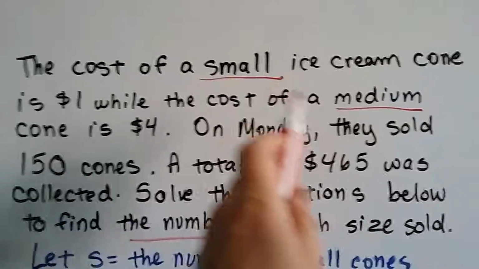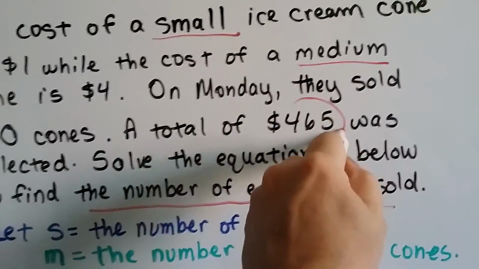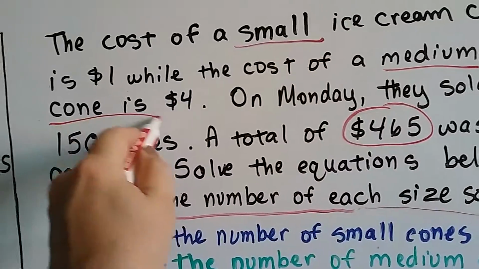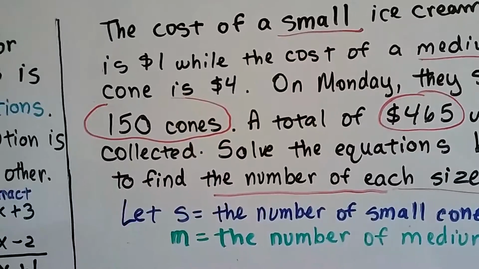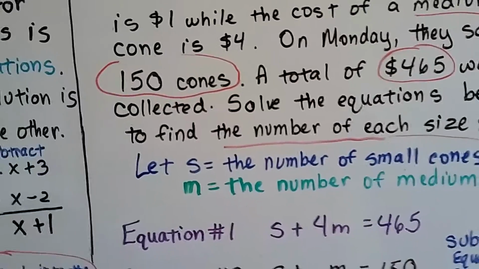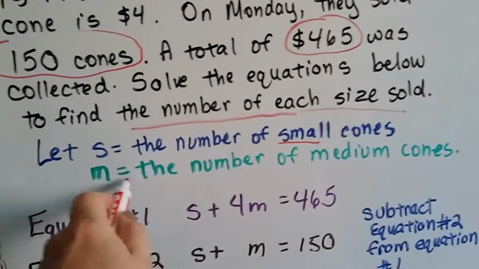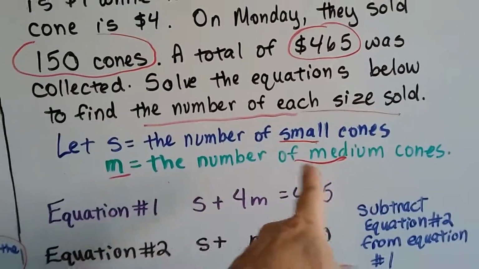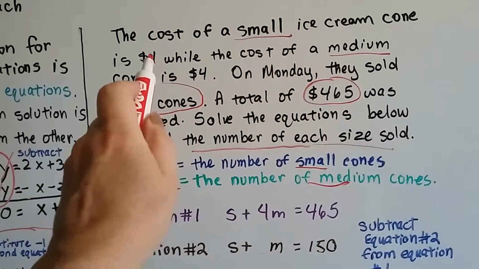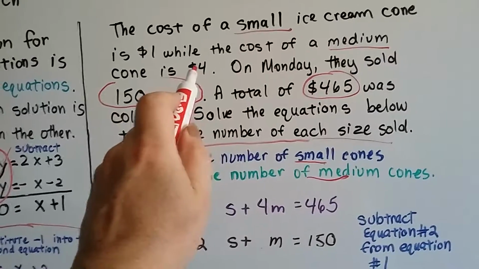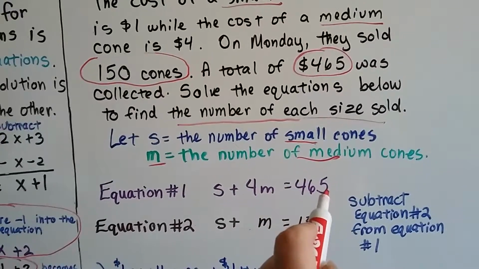So they want to know the number of small and medium of each that were sold. And we know that the total amount of money was $465, and we know that was for 150 cones. But how many small and medium are in that 150? So we're going to use this system of equations to help us find that answer. We're going to let S be the small ones, and M is going to be the medium ones, okay? So here's equation 1. S is $1, M is $4. So we've got S plus 4M equals $465.